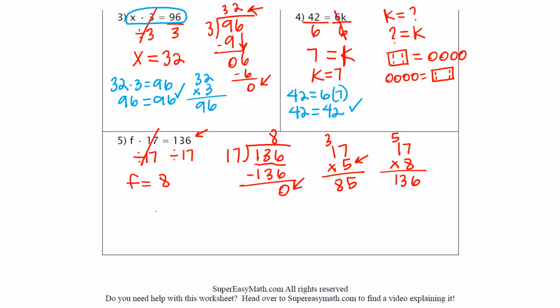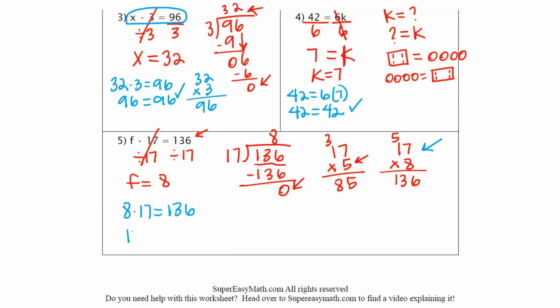So the only thing left to do, like I've shown you in the rest of this video, is plug in the value that we got for the variable into our original equation to see if we get something equals something. Okay, so I have 8 times 17 equals 136. Well, this one's kind of easy for us to get through the checking process because we just did 17 times 8 over here and we got 136.